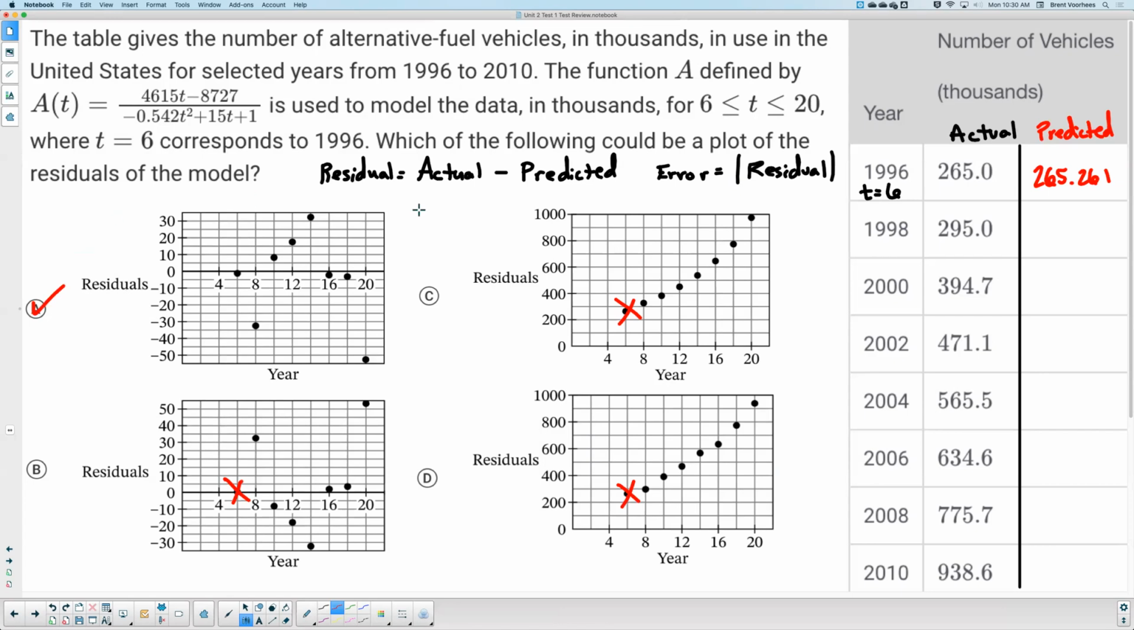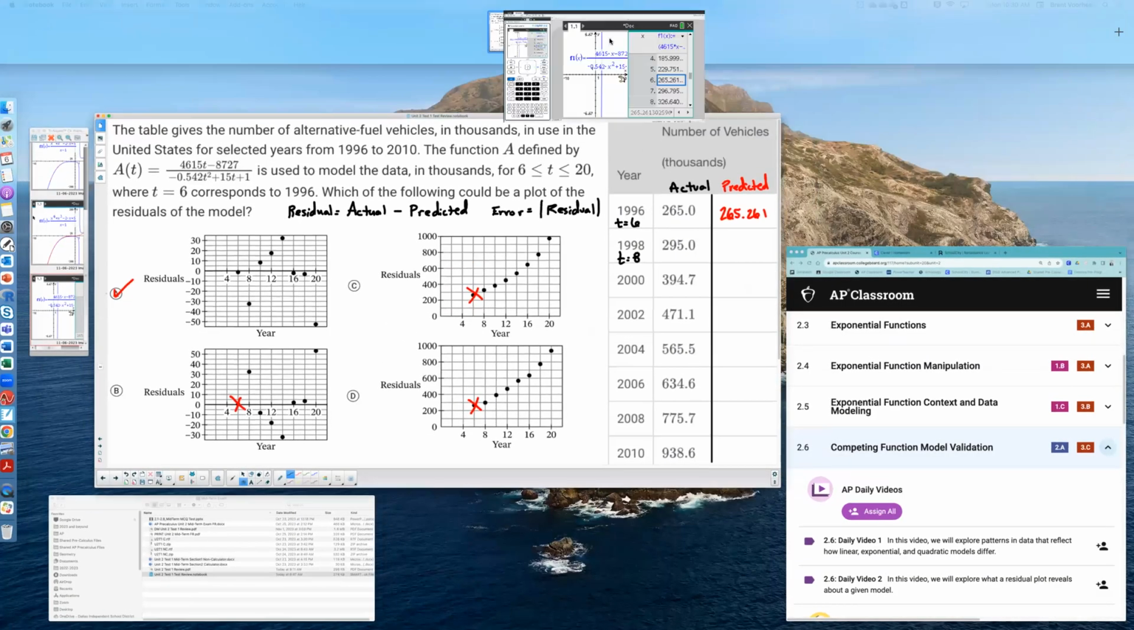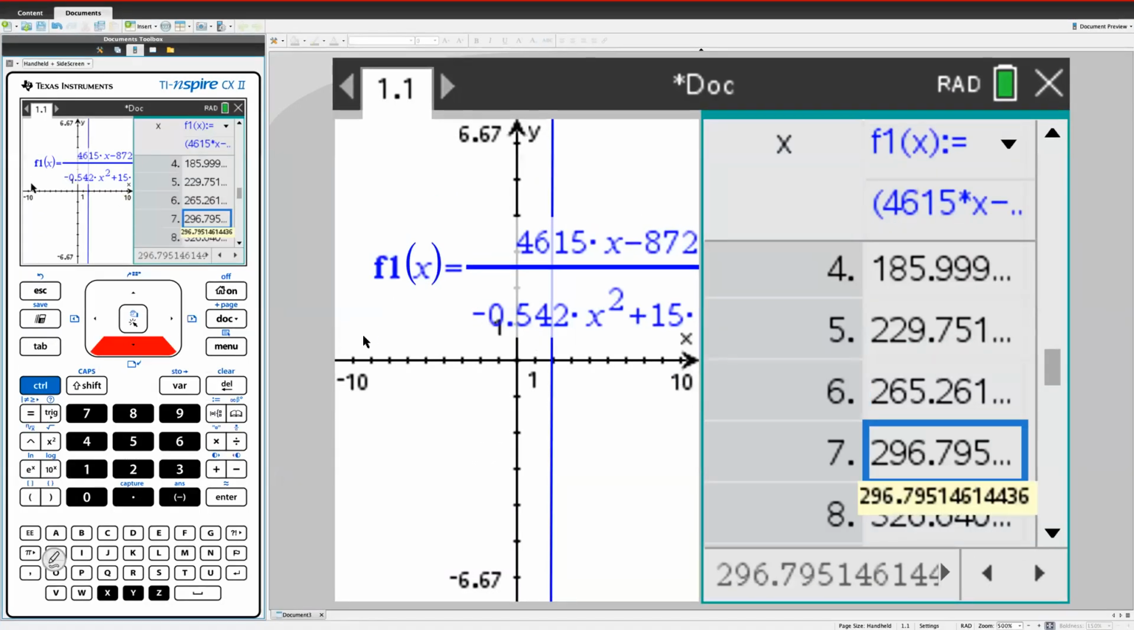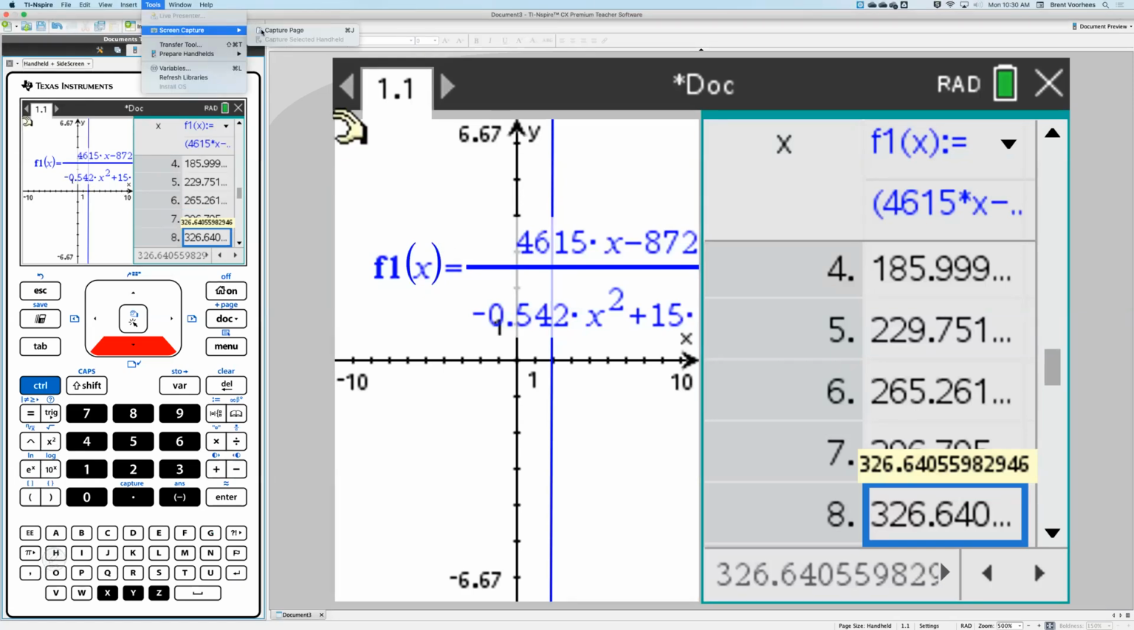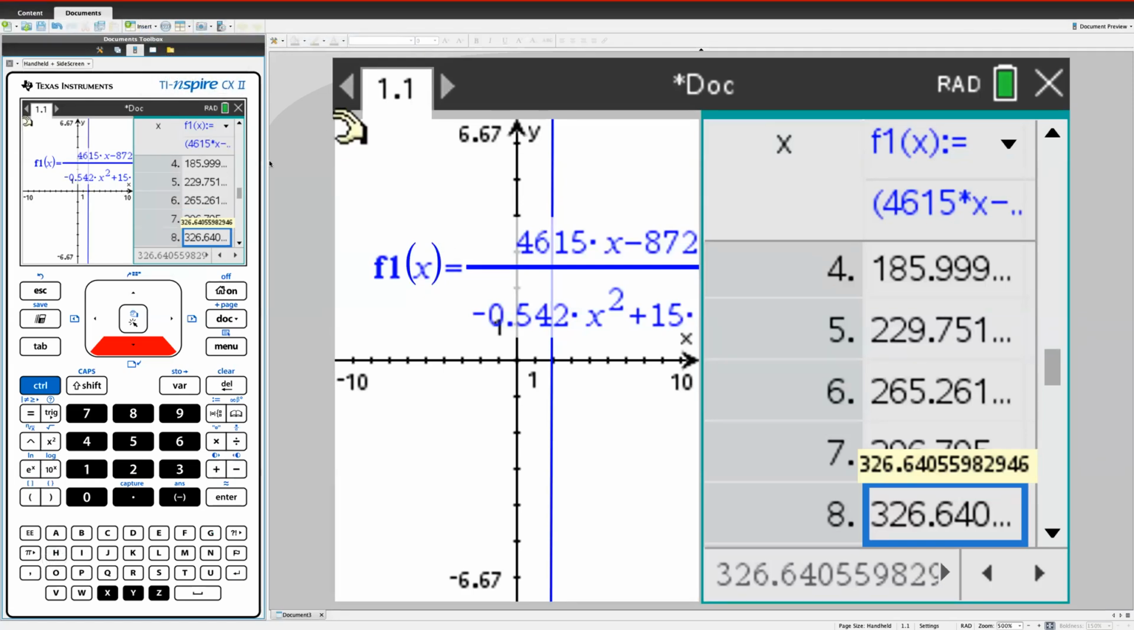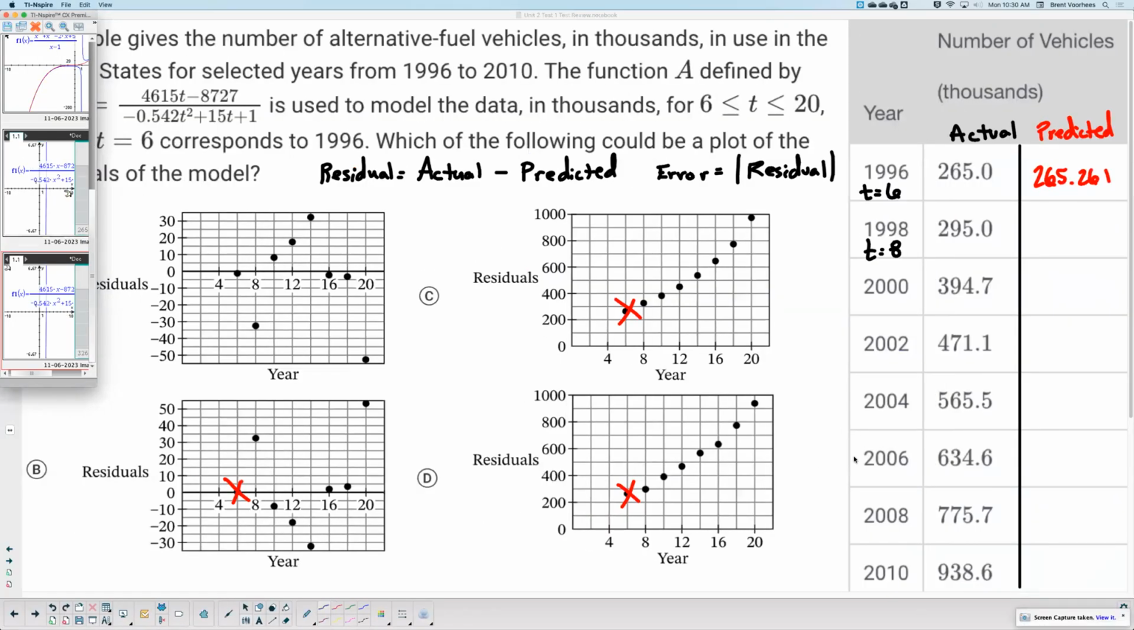Let's just check it though. Let's do one more just to make sure. Let's go to year 8. This is t equals 8. Which for our calculator, we need to go to 8 right there. $326.64.